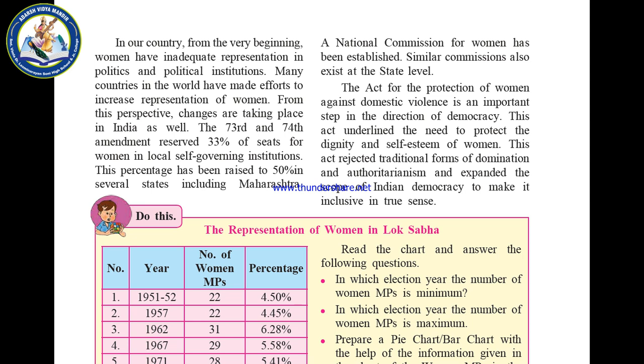Many states of India have given this 50% reservation of seats in the political institutions, means the legislative assembly or parliament. So Maharashtra is also in that. Maharashtra has also given women 50% reservation of seats.